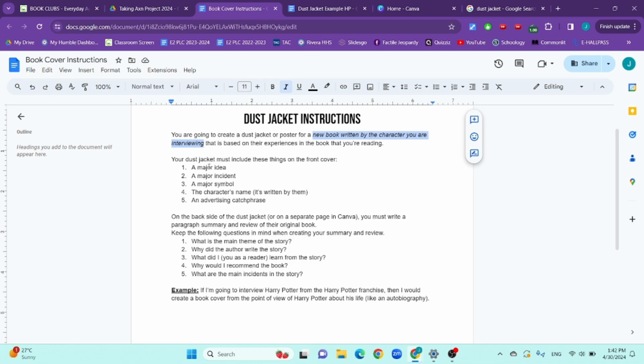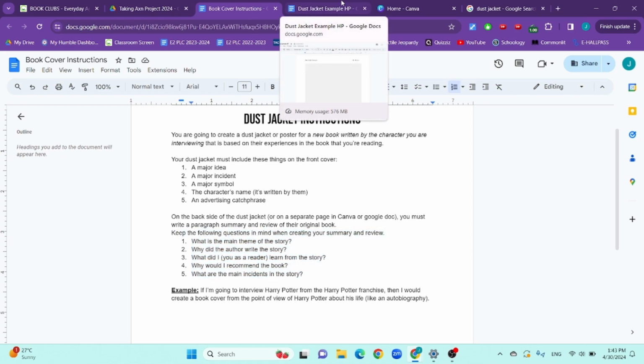Your dust jacket has to include a major idea, either a major incident or a symbol, the character's name, and an advertising catchphrase. And then on the back side, quote unquote, or on a separate page in Canva or a Google Doc, you have to write a paragraph which summarizes what that book is about. Keep these things in mind. Let me show you the example that I have.